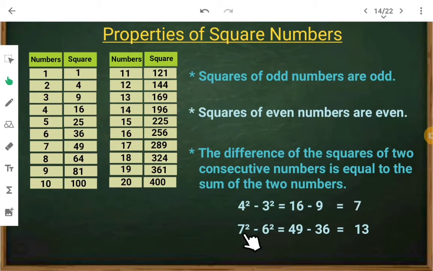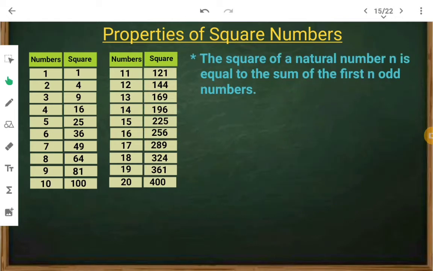Here I have taken another example. 7 square minus 6 square. 7 and 6 are consecutive numbers, right? Yes. Now we know 7 square is 49. 6 square is 36. What will be the difference between these? 13. So you need not square these values to find it. You can directly give the answer. The difference between 7 square and 6 square is 13 because 7 plus 6 is 13. Okay? Yes.